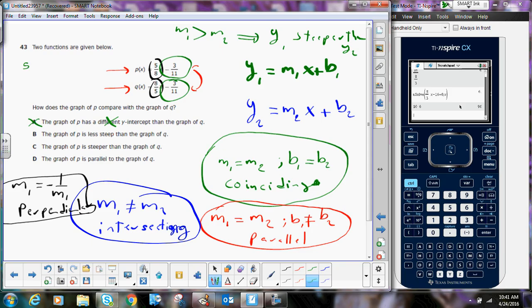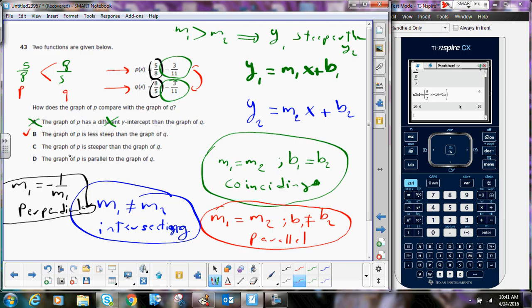So let's see, 5/8. Let's compare 5/8 and 8/5. If you cannot compare the fractions, just convert them to decimals so you can see. But in this case, it's easy to see that 8/5 is greater than 5/8. So this represents P, this represents Q. So we know P is less steep than Q, and Q is steeper than P. So the graph of P is less steep than the graph of Q.